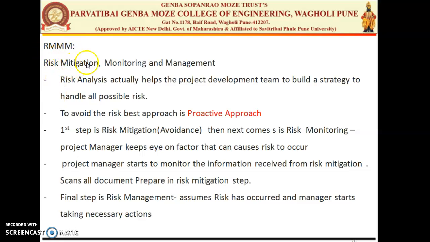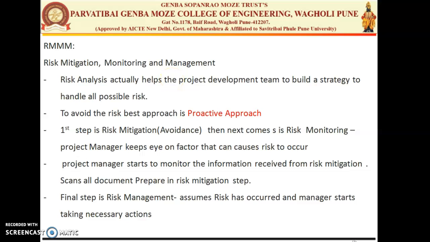That is mitigation, that is avoidance. Second is monitoring, that means you need to monitor the risk. And third is the management. So if a risk occurs in a project, you need to manage that risk. So in order to avoid the risk, the best approach is the proactive approach. In this proactive approach, the development process starts with the risk mitigation plan. So we have a risk mitigation plan, and it helps in avoiding the possible types of risk.